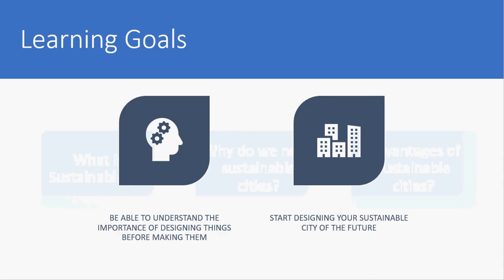For this week, you're starting to design your sustainable cities. Your learning goals for this week, for your normal school day lesson and your e-learning, are that you will be able to understand the importance of designing things before making them. Your lesson will teach you why we need to design something first before we make it. For example, why do we need to design a house before we build it? Why do we need to design a school, a mosque, an airplane, a boat before we make them?